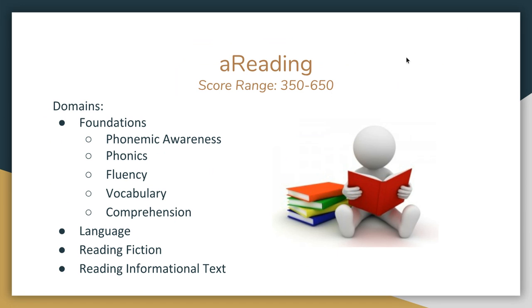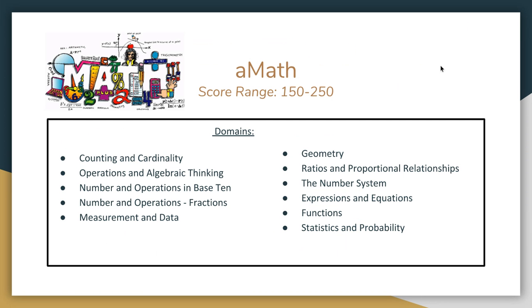When you look at the reading test, a score range of 350 to 650 is where a student would like to score. The test focuses on certain foundations, language, reading fiction, and informational text. For the math test, you want a score range of 150 to 250, and there are lots of different domains that are focused on that you can see currently in the chart, from counting to algebraic thinking to expressions and equations and statistics and probability.